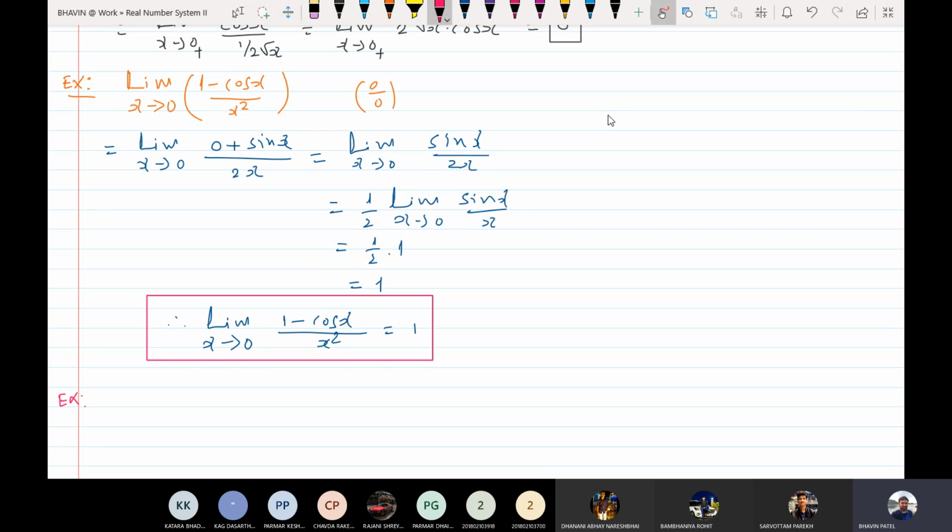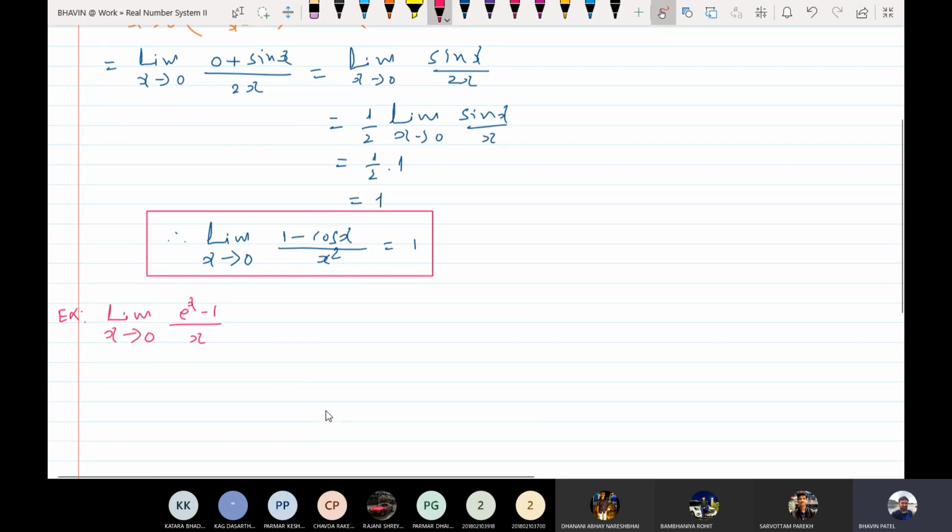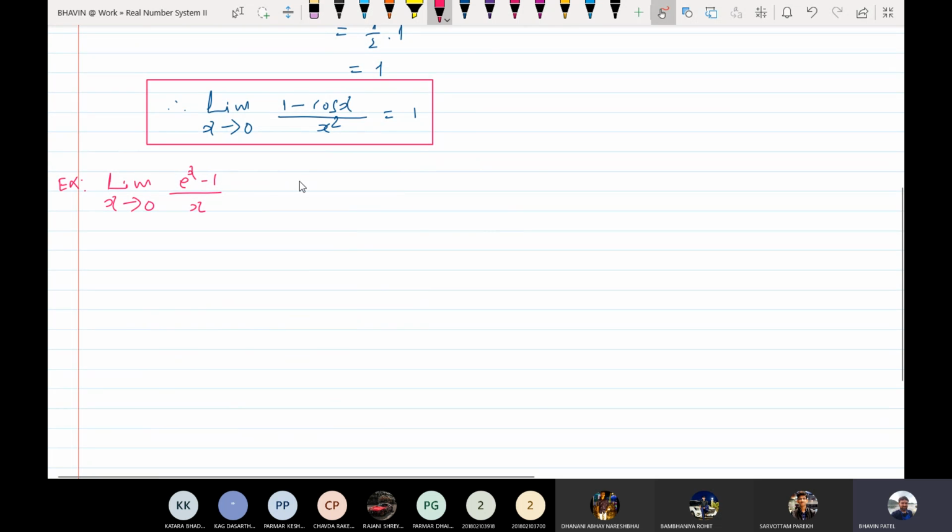Next one is this: e raised to x minus 1 upon x. Now if you take x equal to 0, e raised to 0 is 1. So 1 minus 1 is 0. This is 0/0 form. So L'Hopital rule can be applied to find out the limit of this function. So limit x tends to 0. Now what is derivative of e raised to x? e raised to x. Derivative of 1 is 0. Derivative of x is 1. So by putting x equal to 0, you will get answer as 1.